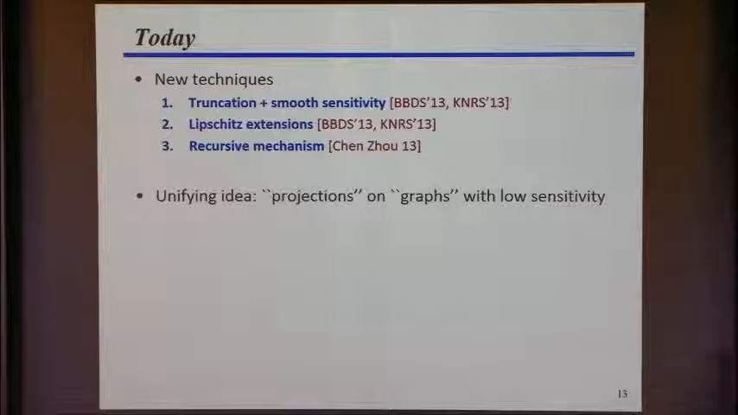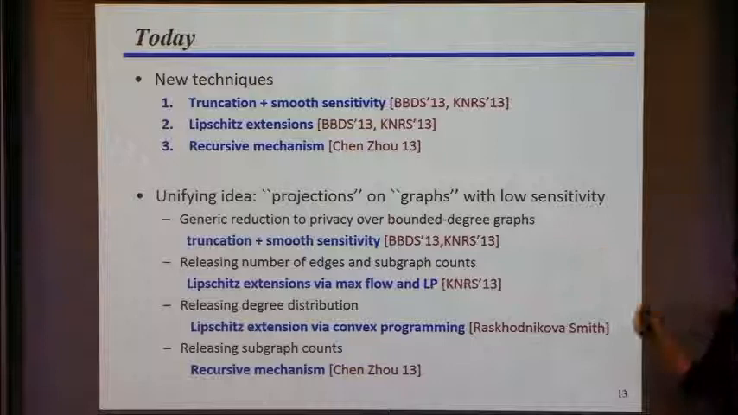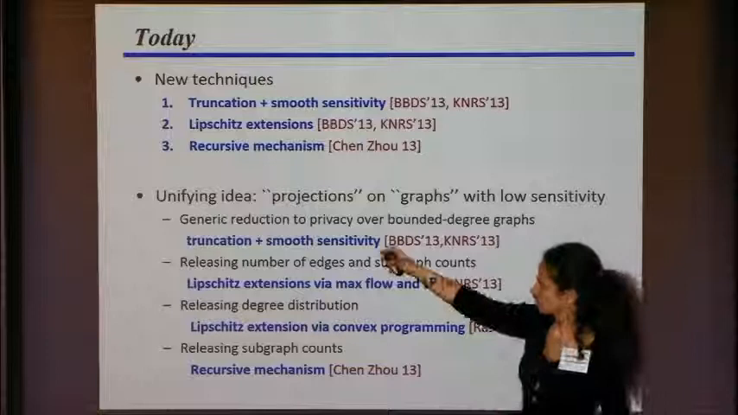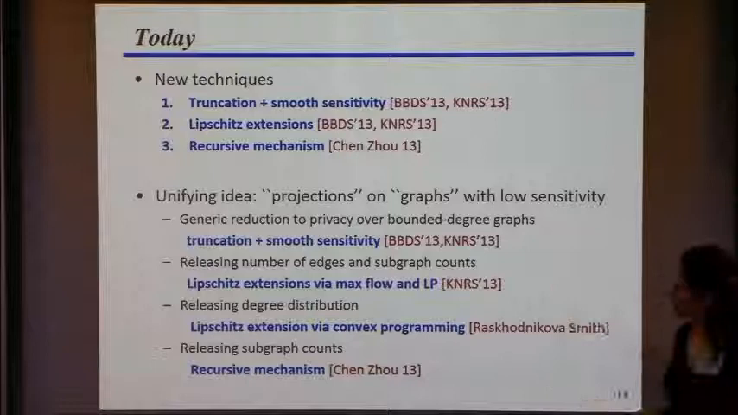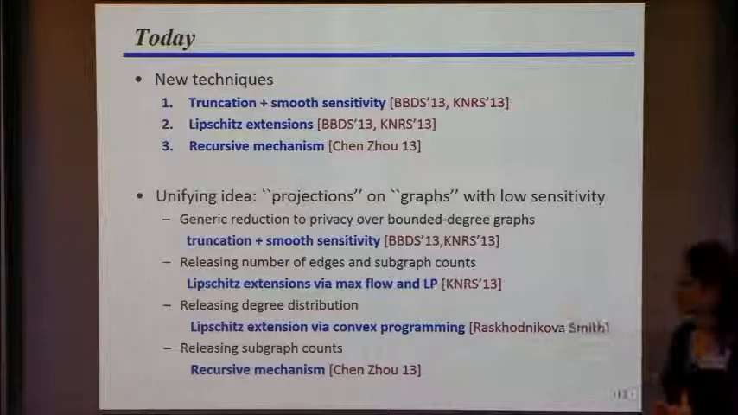Okay, so the unifying idea is some kind of projections on graphs with low sensitivity, and actually everything here should be in quotes: projections on graphs, and sensitivity also depends on what you mean. That's the unifying idea. I'll try to present as much as I can get to, four things. First, generic reductions to privacy over bounded degree graphs. As I mentioned, bounded degree graphs somehow seem easier to achieve once you have edge privacy, and this uses the first method, truncation and smooth sensitivity. I will just briefly mention what's going on there and will not go into details. Then releasing the number of edges and subgraph counts using Lipschitz extension via maximum flow and linear programming. I will explain what's going on there. And then releasing the degree distribution, also via Lipschitz extension, and via convex programming. I'll also try to get there. And this recursive mechanism.